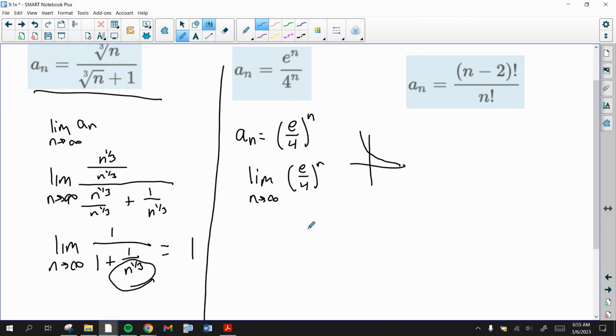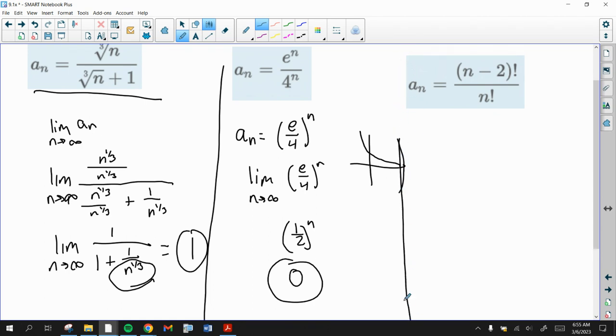Another way to think about it is just think of e as 2. So we have 1/2 to the n. And just think about what happens when you multiply 1/2 by itself over and over and over again. 1/2 squared is 1/4. 1/2 cubed is 1/8. 1/2 to the 4th is 1 over 16. You can see that's getting closer and closer to 0. So this is 0, and thus the sequence converges to 0. That's it.